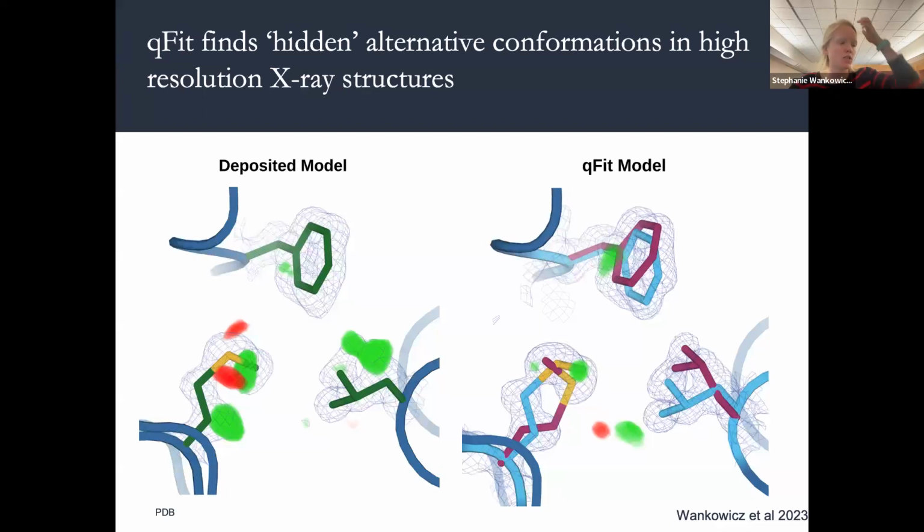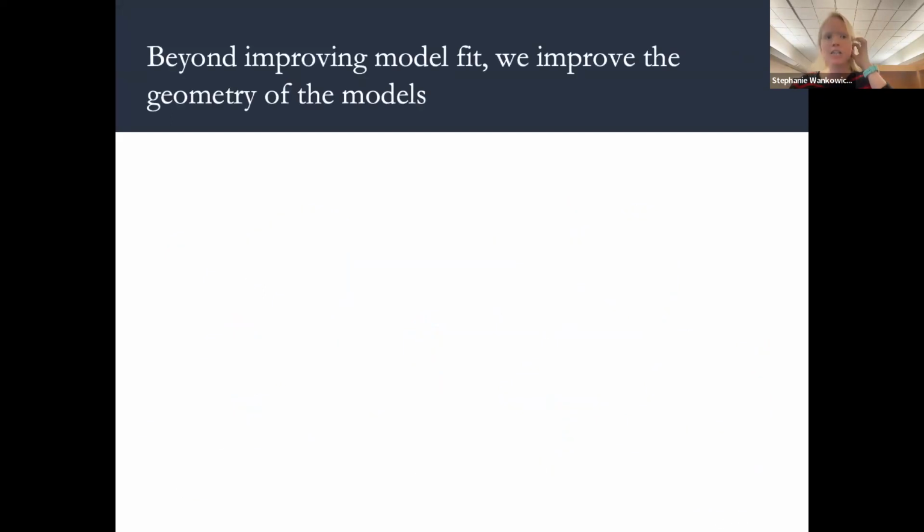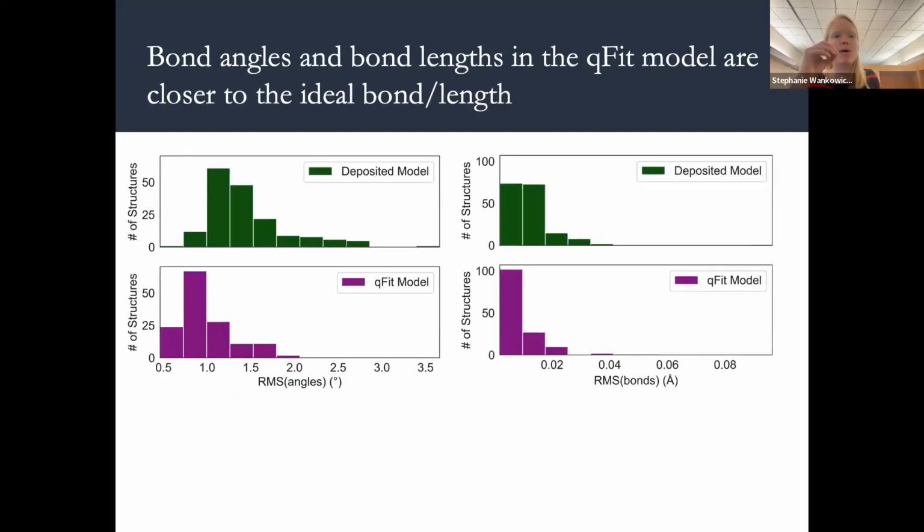And so our question was, okay, we're explaining the experimental data, but are we making physically realistic models? And so what we wanted to look at is, what does the geometry of our models look like? We examined bond angles and bond lengths, and we compared this to the idealized bond angles and bond lengths as determined, and we saw that qFit models are much closer to the ideal bond angles and lengths.